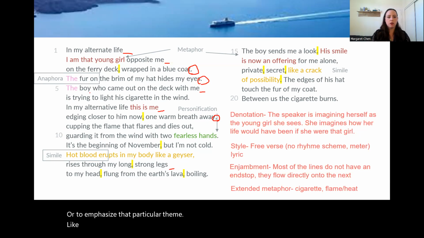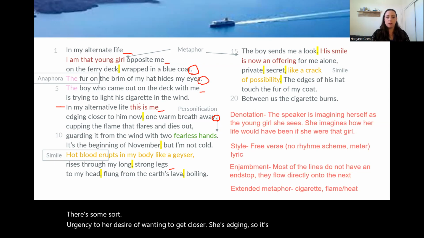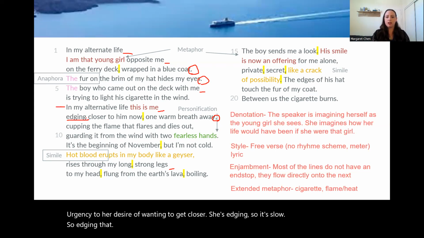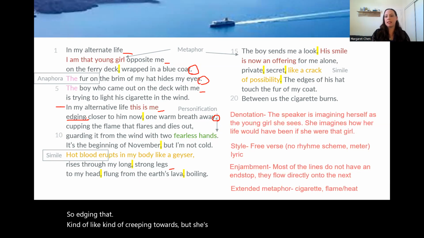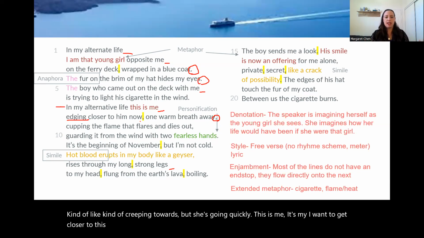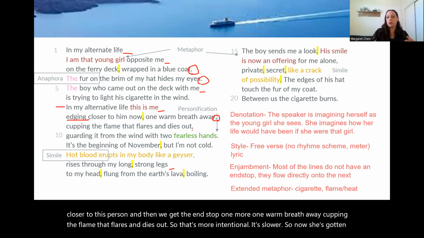So if we look over here, on line 7, in my alternative life, this is me edging closer to him now. There's some sort of urgency to her desire of wanting to get closer. She's edging, so it's slow. So edging, that kind of creeping towards, but she's going quickly. This is me. I want to get closer to this person. And then we get the end stop. One warm breath away, cupping the flame that flares and dies out. So that's more intentional. It's slower. So now she's gotten closer and now she lingers.